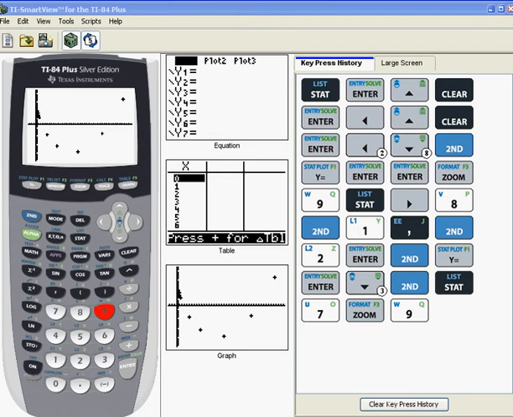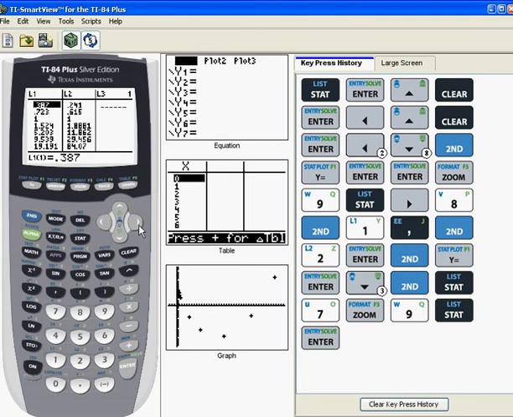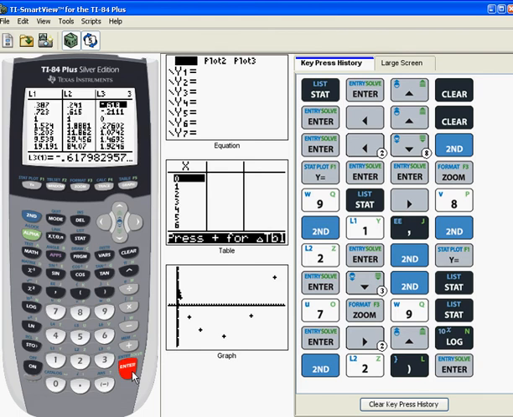So now what we're going to do is go back to stat edit, and try the transformation that we worked on in the last video, and that was the one where we did x versus log y. Okay, so that's what we're going to do next. Go to the top of list 3, we press log, and then we do second L2, which is the y values. We hit close parenthesis, enter, and here we go.